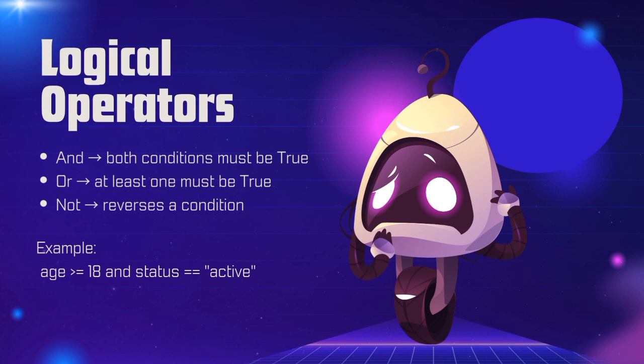When you start combining multiple conditions, logical operators become super useful. And requires everything to be true, or just needs one to be true, while not flips the value. Easy but powerful.